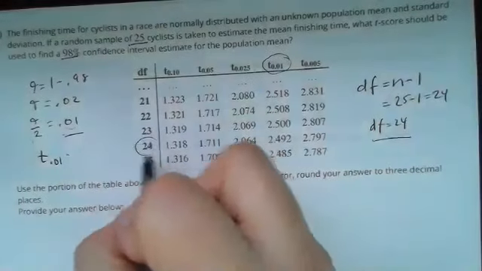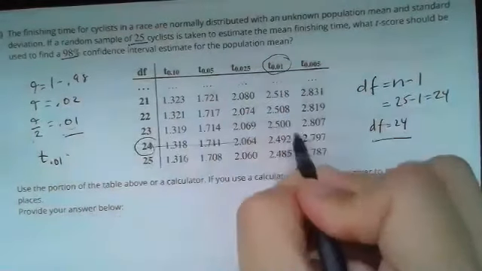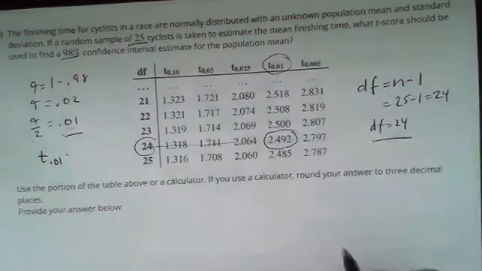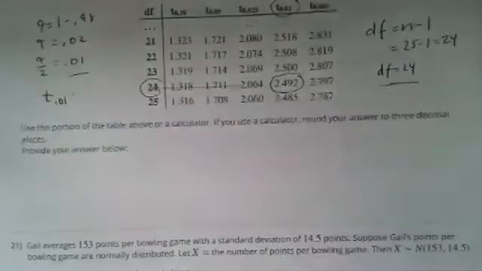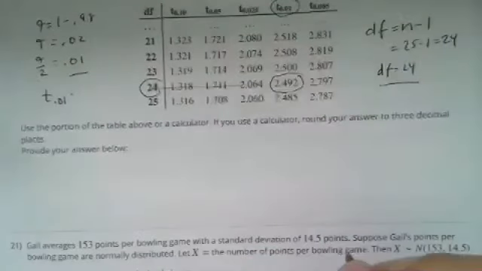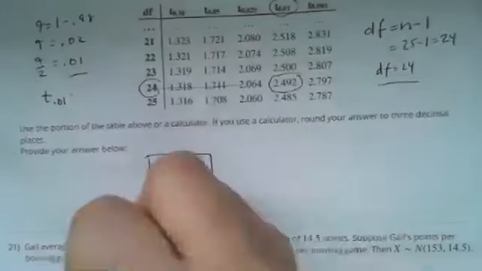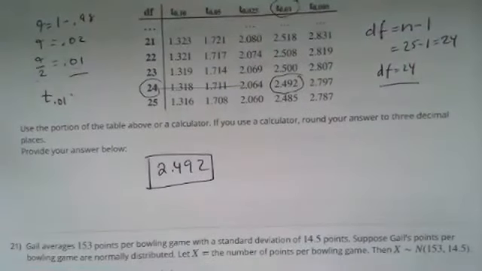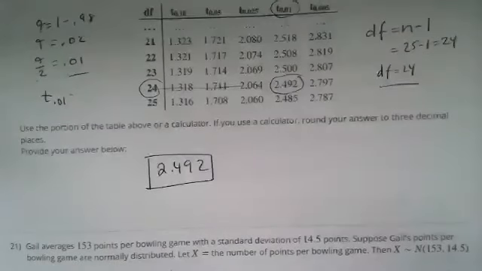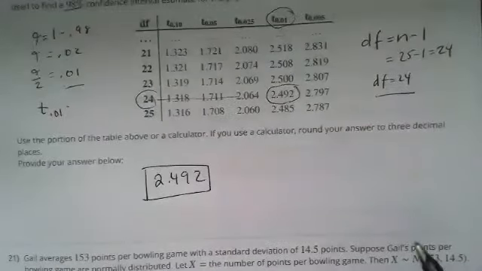So here we go. So basically, where do these two meet? And so your answer is just 2.492. So 2.492. Okay. I guess you could also use a calculator, but not everybody has inverse t. So it's good to use a table.